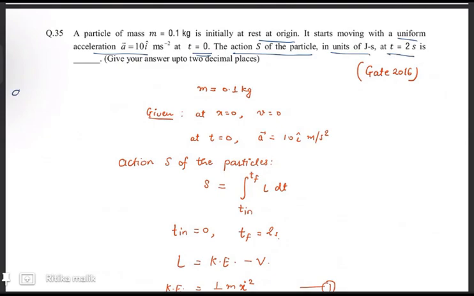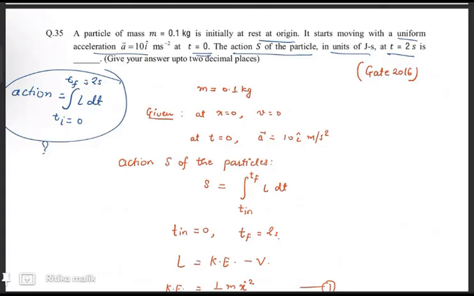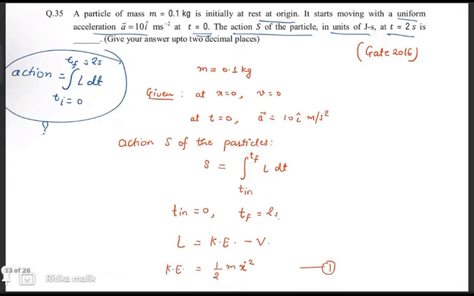So we have to calculate the action of the particle, and we know that action is given by the integral of the Lagrangian times dt, where time varies from t initial, which is 0 seconds, to t final, which is 2 seconds. So we have to calculate this integral. And to calculate the Lagrangian, we must know the kinetic energy and potential energy. To calculate that, we are given the mass as 0.1 kg.